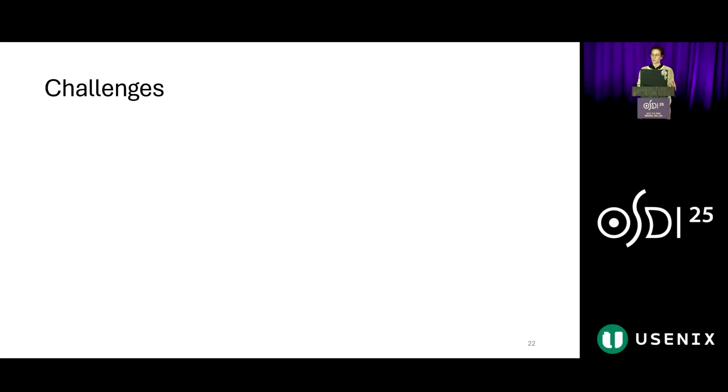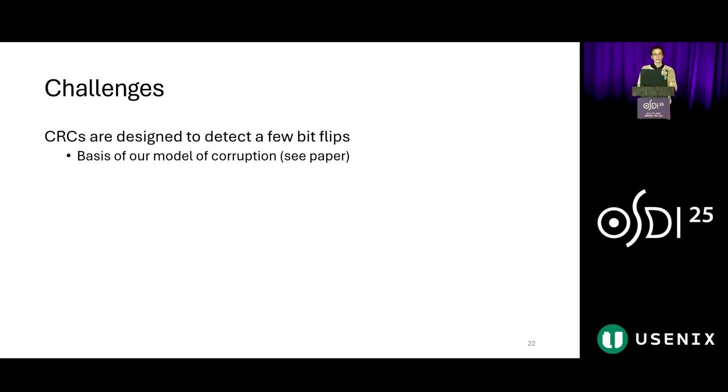As we dug deeper into this problem and this existing solution, in the context of a verified system, we ran into some more challenges. We wanted to base our system and our model of corruption and the assumptions we make about CRCs on concrete properties that the algorithms that generate these checksums provide. One of these is the fact that CRCs are designed to detect a small bounded number of bit flips.